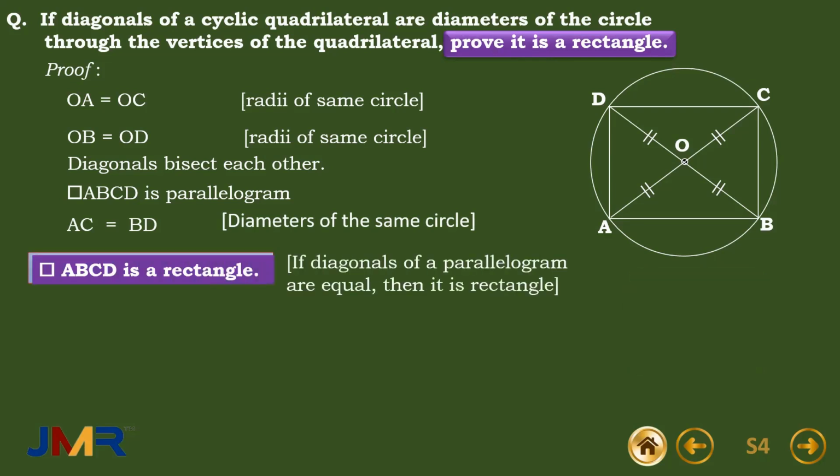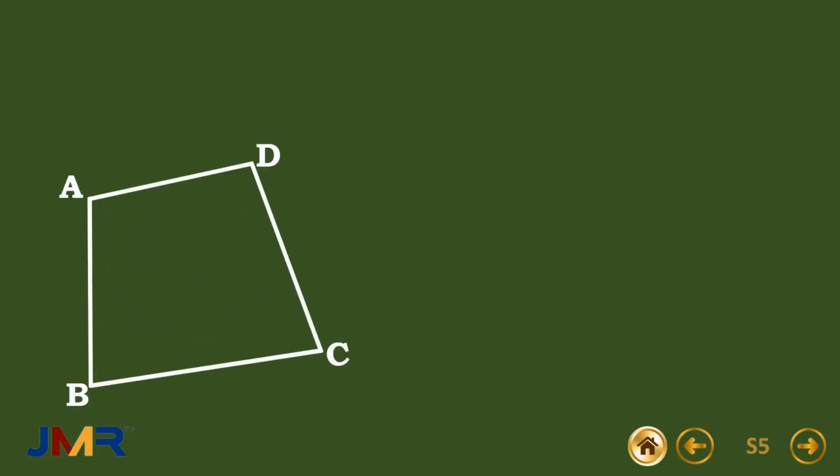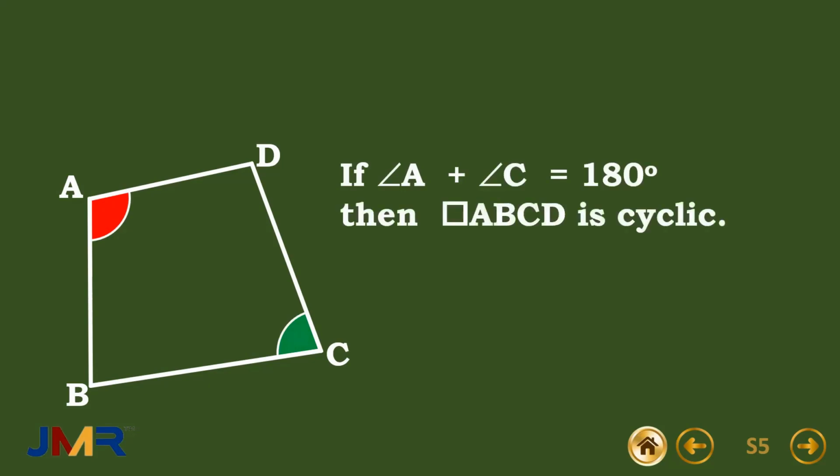I hope you enjoyed this problem and it is very easy. Let us go for the third problem. Before going to the next problem, let us discuss a property. Let us assume ABCD is a quadrilateral. Here angle A and angle C are opposite angles. If angle A plus angle C is 180 degrees, then it must be a cyclic quadrilateral. This is the converse property of a cyclic quadrilateral.